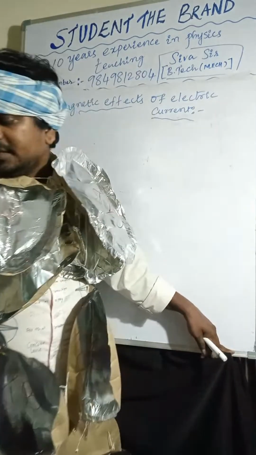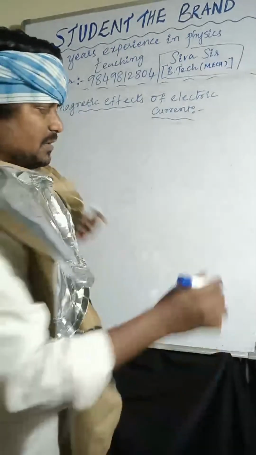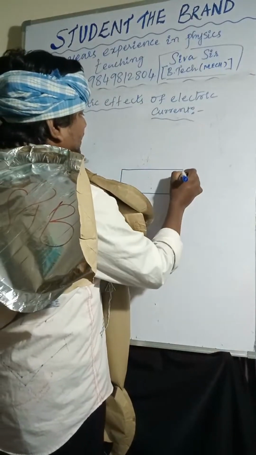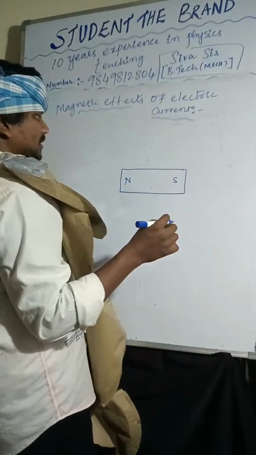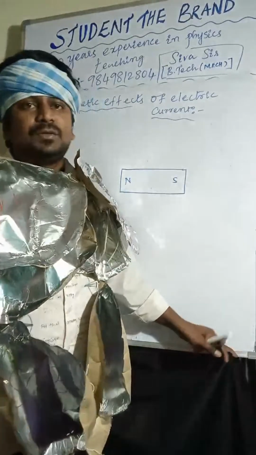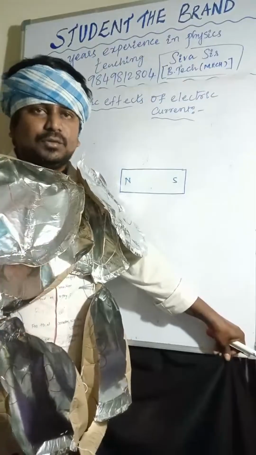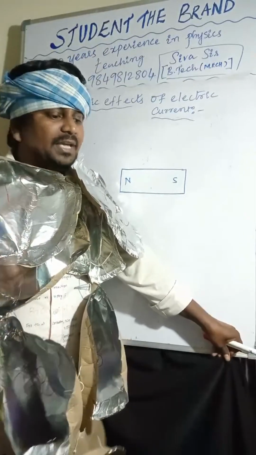If you are considering the bar magnet, I'm considering like this is a bar magnet. This is the north pole and south pole. Actually a magnet has two poles, and both poles are of equal strength, so equally it will attract.